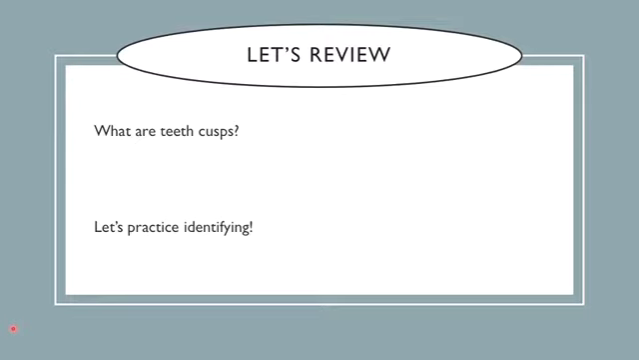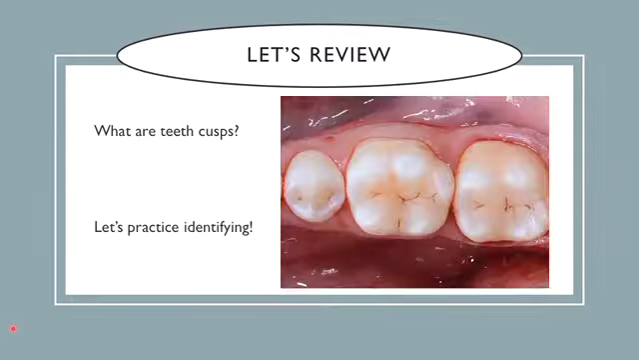Let's practice identifying some teeth cusps and review our dental anatomy. This cusp is the mesiobuccal cusp of the mandibular first molar. This is the lingual cusp of the mandibular second premolar. And lastly, this is the mesiolingual cusp of the mandibular second molar.